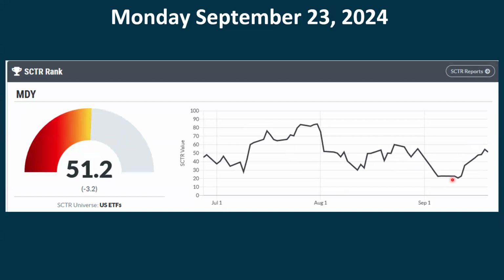Then in last place are the mid caps at 51.2. They did better earlier in the year. Now they're just doing okay. They should also benefit from this cut in interest rates, but it can take some time for the small caps and mid caps to enjoy that, because even though the Fed cut rates this past week, it can take some time to work its way through the system.